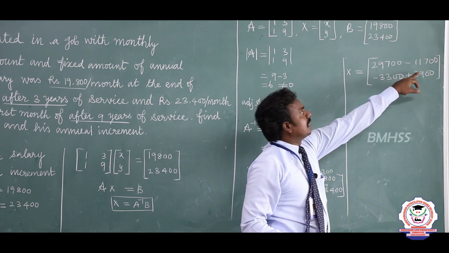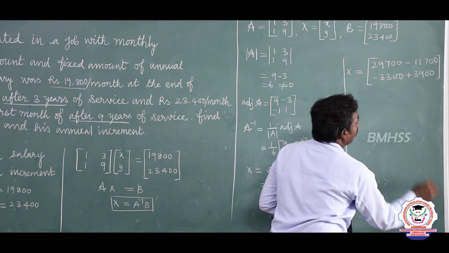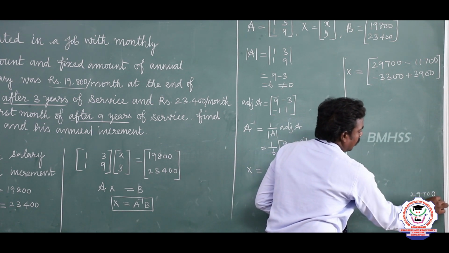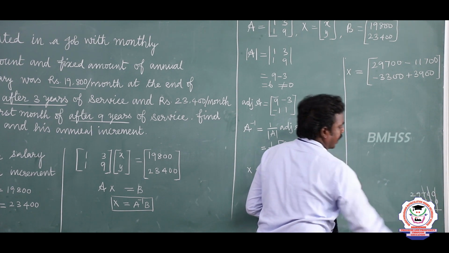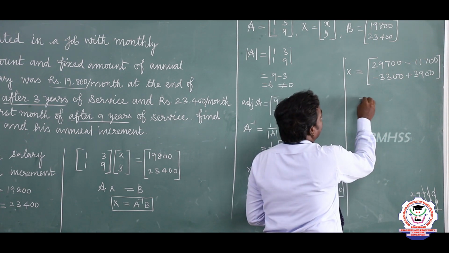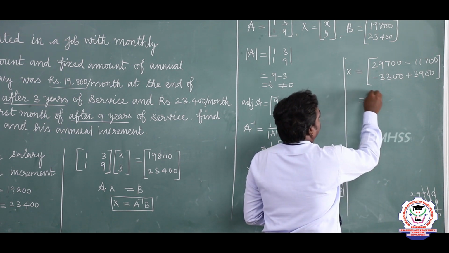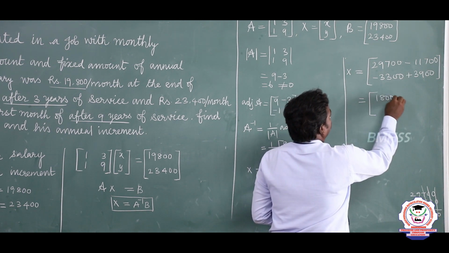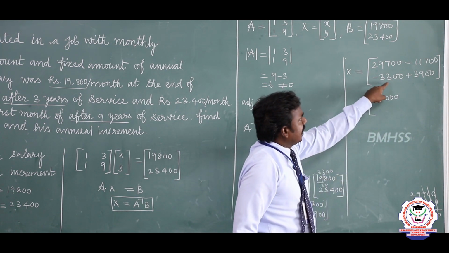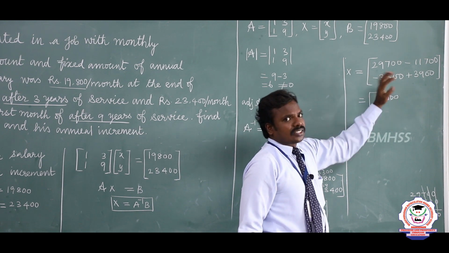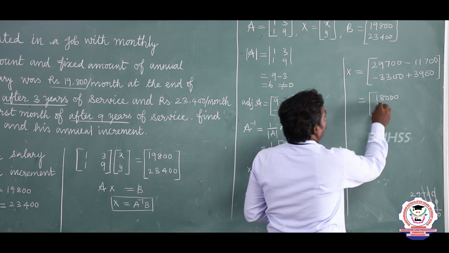29,700 minus 11,700. So very simple. Listen to this. 29,700 minus 11,700: 00 cancel, 7 7 cancel, 9 minus 1 is 8. So 18,000 is there. So 18,000. And from 3,900 minus 3,300, the 3,000 will cancel. So 900 minus 300, what will come? 600. Therefore, this is 600.